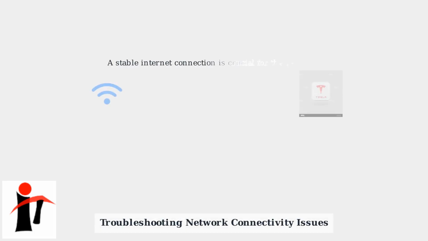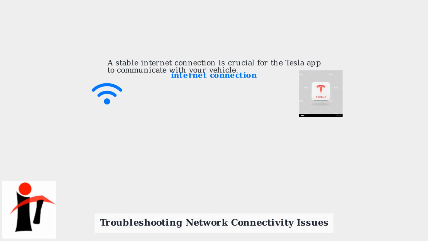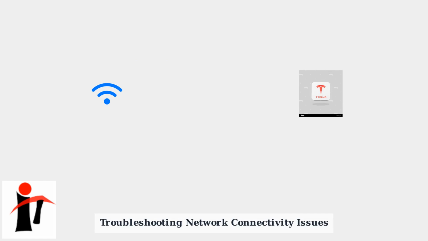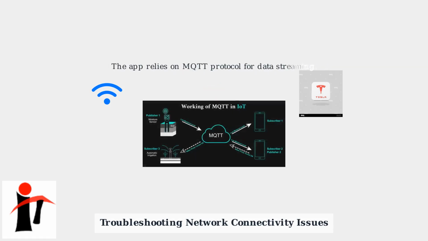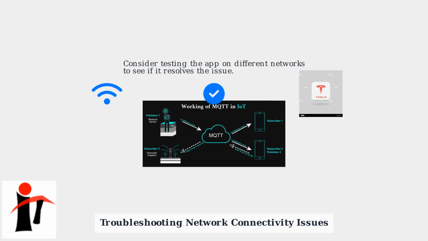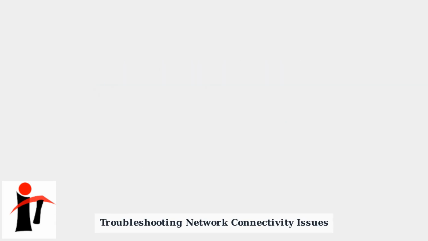A stable internet connection is crucial for the Tesla app to communicate with your vehicle. Check your phone's cellular or Wi-Fi signal strength. If the connection is weak, try switching to a stronger network. Remember, the app relies on MQTT protocol for data streaming. Interruptions in this protocol lead to inaccurate information. Consider testing the app on different networks to see if it resolves the issue.